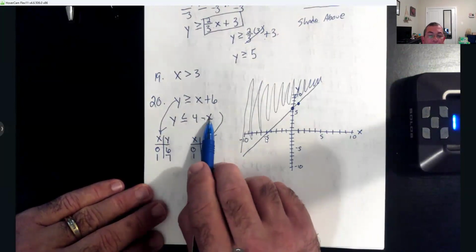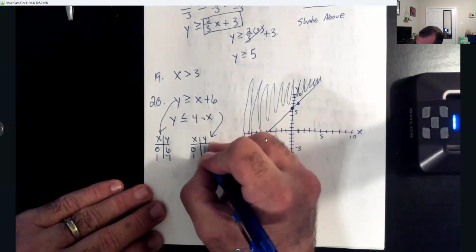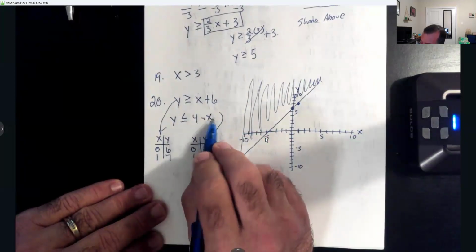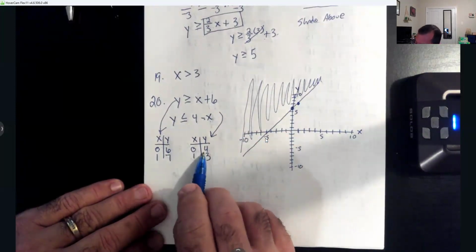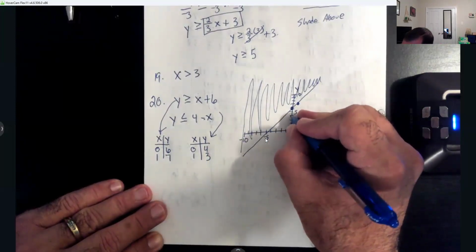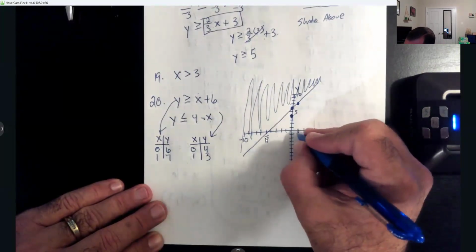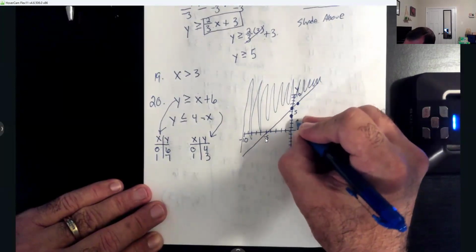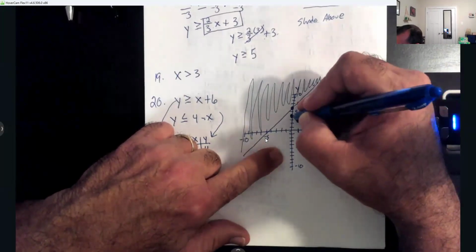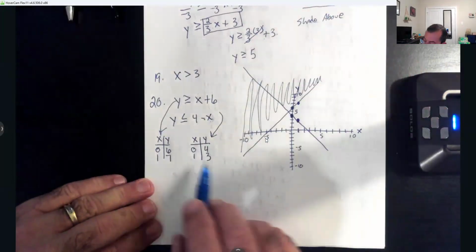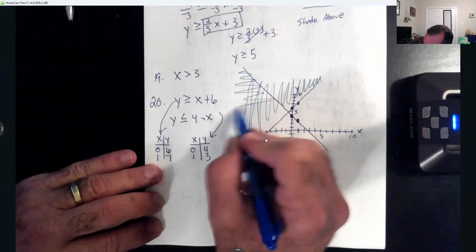So now let's plot this one. I'm going to put a 0 in for the x. 4 minus 0 is 4. If I put a 1 in for the x, 4 minus 1 is 3. So this one has 0, 4. So 0 up 4. And then it has 1, 3. So right 1 up 3. So that line is sort of going downhill left to right. It's less than, so it's going to shade below the line.